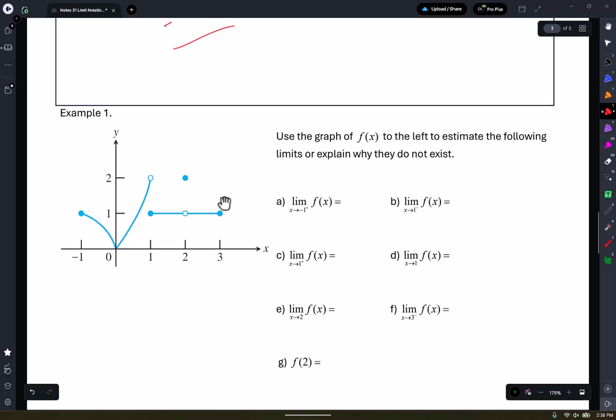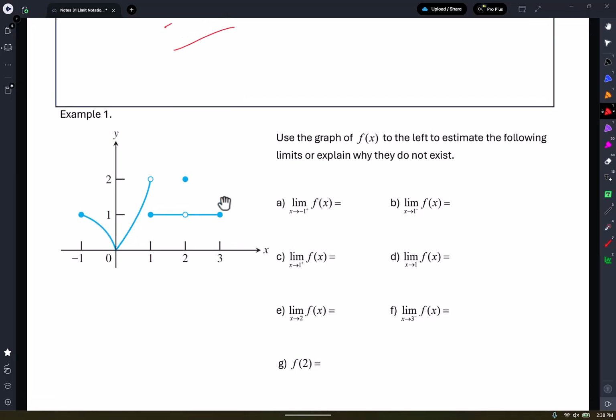All right, letter A. It says limit as x approaches -1 from the right hand side. So I'm looking at this graph. If I approach -1 from the right hand side, what's that limit? 1. There's only one direction to go. You can only approach from the right hand side. You can't approach from the left. So they're not going to have limit as x approaches -1. That makes sense.